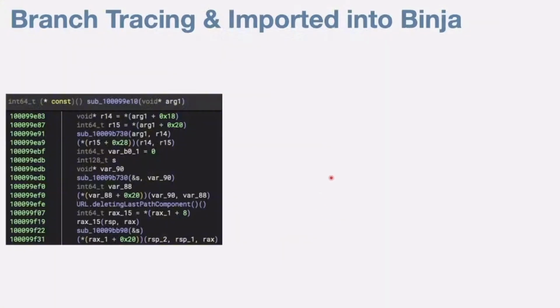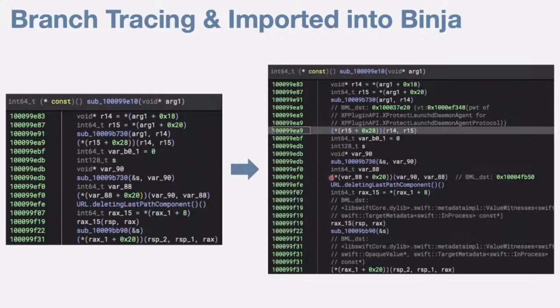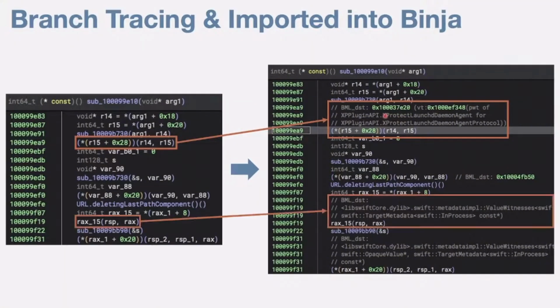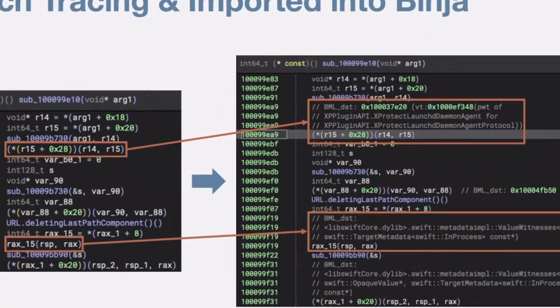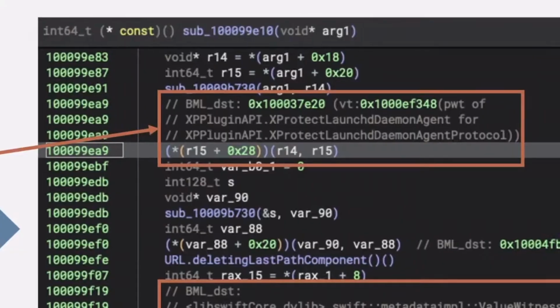Here's an example. The captured indirect branch targets can be imported into Binary Ninja like this. This plugin also annotates protocol witness tables and function symbol names when possible. For instance, when a function is called through a PWT, this plugin annotates which protocol and which struct are associated with that call. So it provides plenty of useful information for reversing.